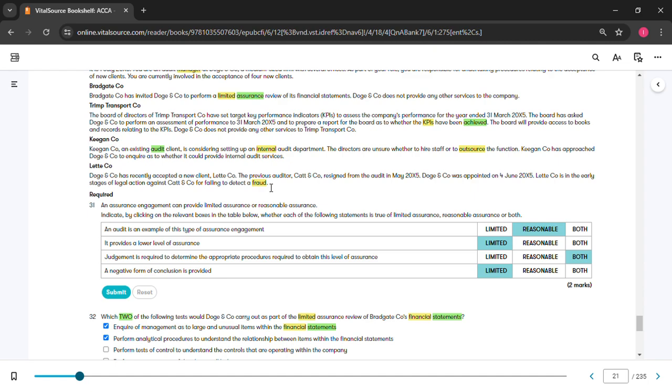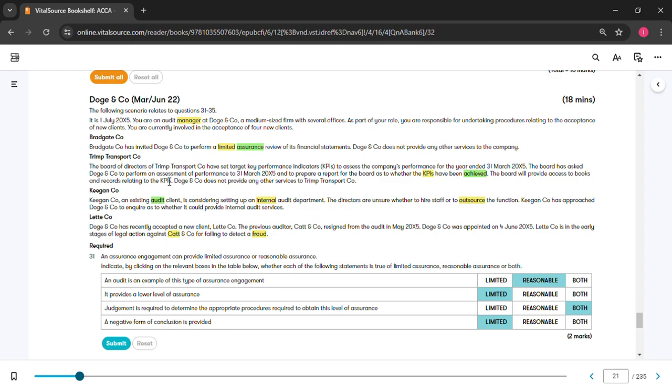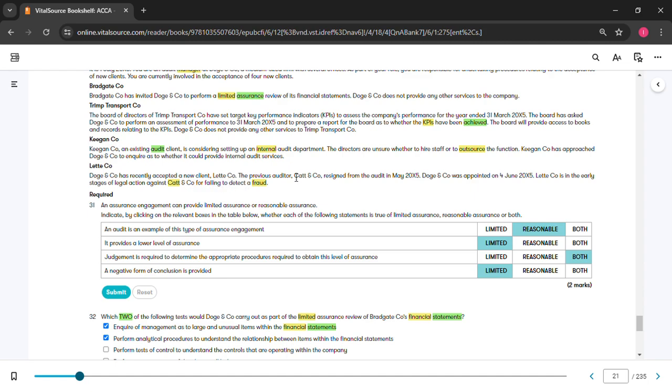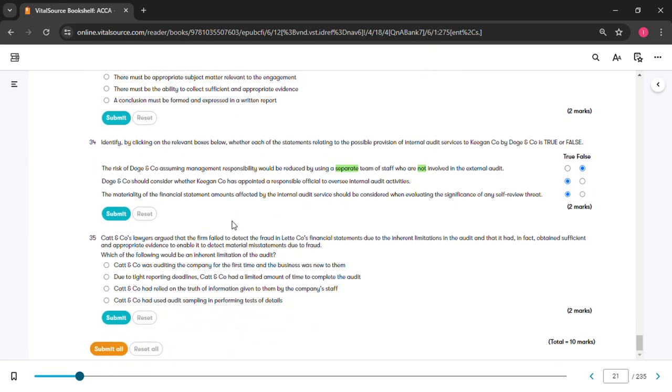See, understand the scenario. Dodgy has recently accepted a new client, Letty. The previous auditor, Cat and company, resigned from the audit, and Dodgy has accepted this appointment. The new client, Letty company, is in the early stages of taking legal action against the previous auditor. What is the situation they are asking?